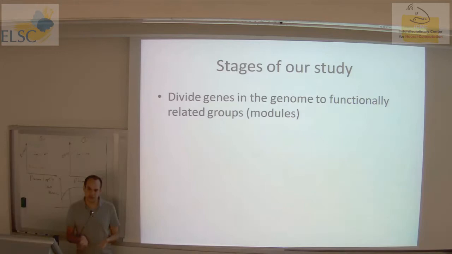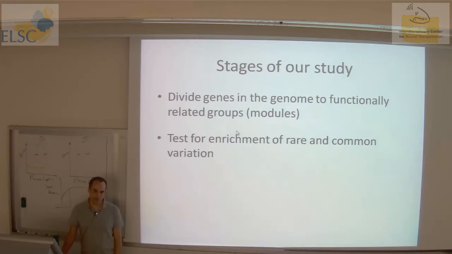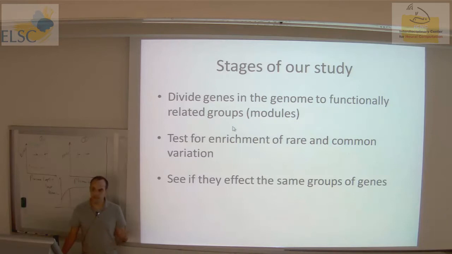And this is not something which is easy to do. You cannot just download and know exactly what the function is. Many of the genes, we don't know their functions at all, and it's hard to say which ones are related to which. So I'm going to tell you exactly how we did it. Maybe not the best way, but this is one of the ways you can do it. Then we tested the enrichment of rare and common variation in each one of those groups, and looked to see if the same groups of genes are affected by both common and rare variations.